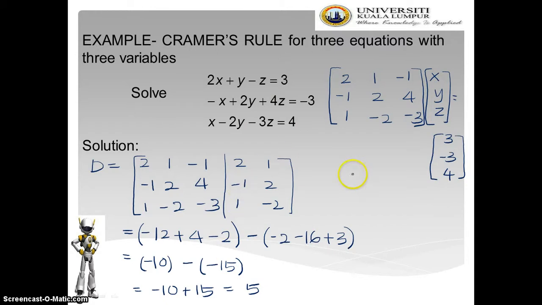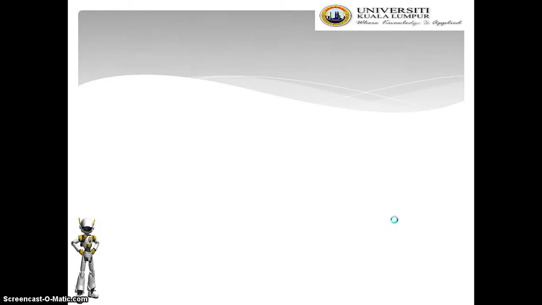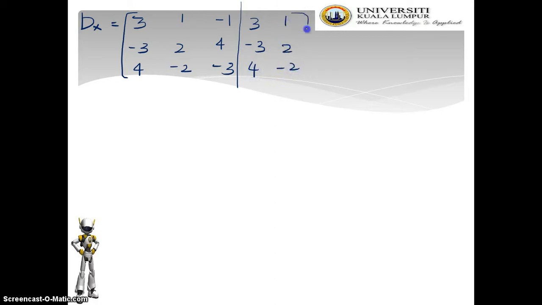Okay, so we have to find Dx, Dy, and Dz. For Dx, we replace the column of x with 3, negative 3, 4, keeping 1, 2, negative 2, and negative 1, 4, negative 3. So you replace it and use the diagonal method: 3, negative 3, 4, 1, 2, negative 2. Calculate it; supposedly we get 15. So try to calculate at home.